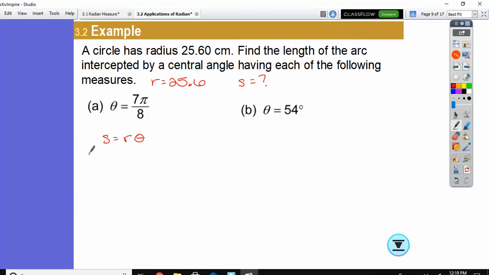So if we did S equals r theta, my radius is 25.6. My theta, my angle is 7 pi over 8. 25.6 times 7 over 8. You could answer a couple different ways. If you don't multiply out the pi, you get 22.4 pi. If you did multiply it out, that's like 70.3717. I do expect units here. S is a distance, just like your radius. So my radius was in centimeters, this would be in centimeters.